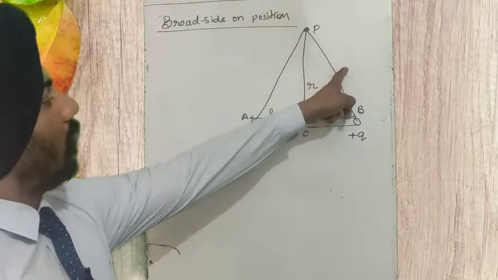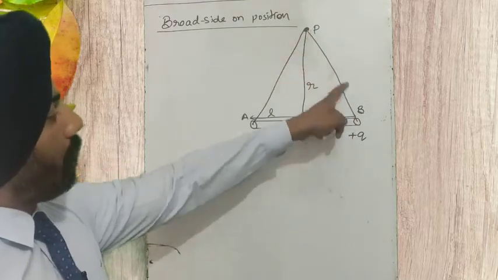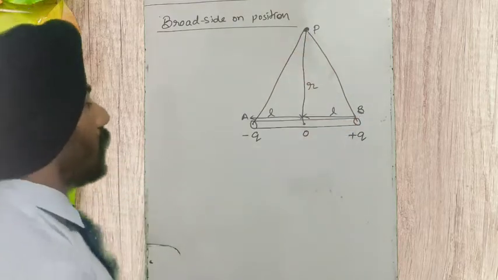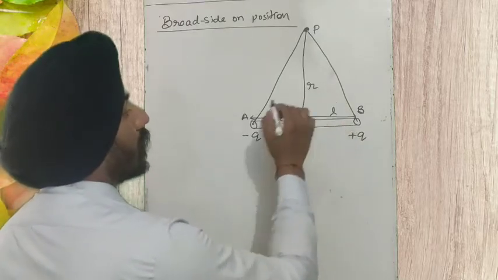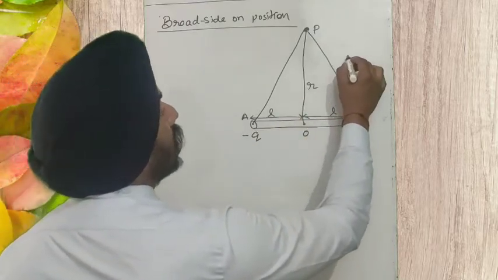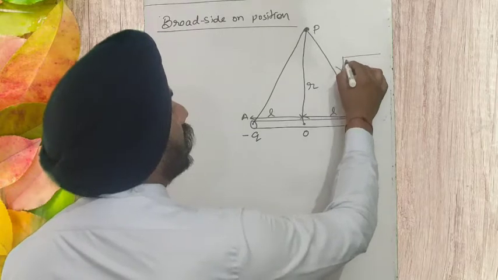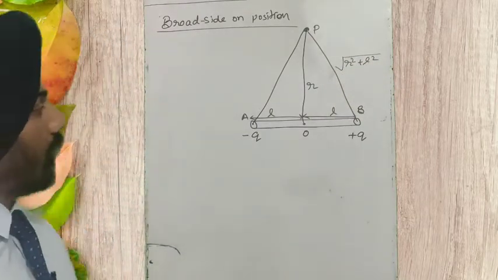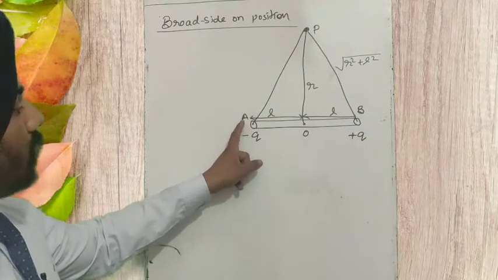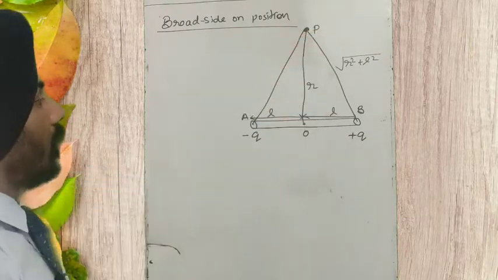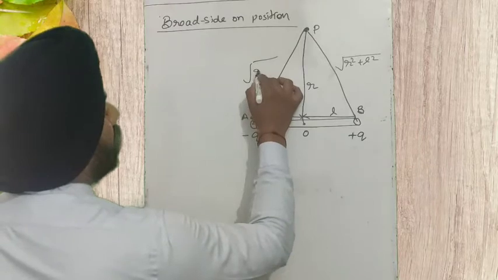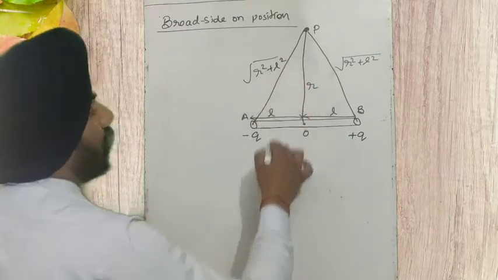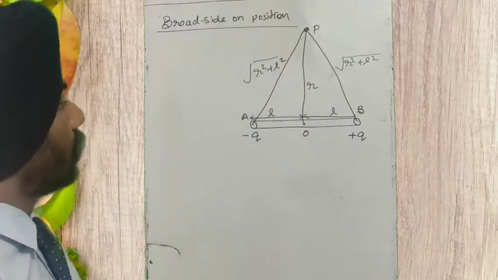What is the value of BP? OP is r and OB is l. Using the Pythagoras theorem, the hypotenuse is equal to under root r square plus l square. The same will be here also: A and P are at a distance of under root r square plus l square, using the Pythagoras theorem.